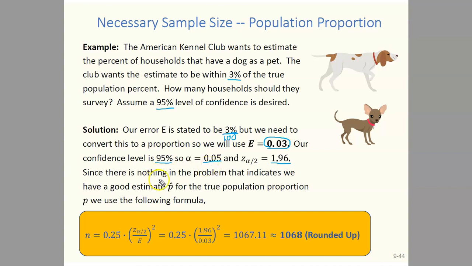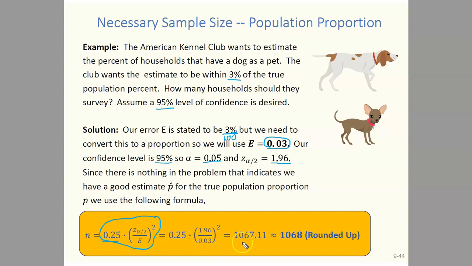Now note that there's nothing in the problem that indicates that we have a good estimate p hat for the true population proportion p, so therefore we use the formula with the 0.25 in it. So this is the formula that we want to use for n, the sample size, and we just plug in what our Z alpha over 2 is, what our desired maximum error E is. Here we have it over here, so 0.25 times 1.96 divided by 0.03 squared. Notice we use 0.03 here, don't use the 3%.